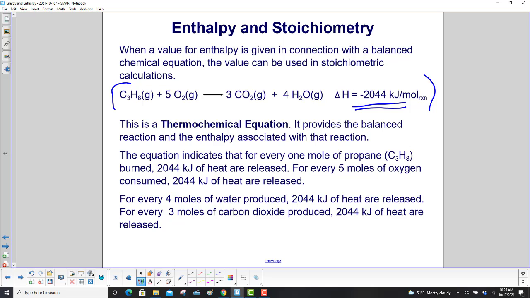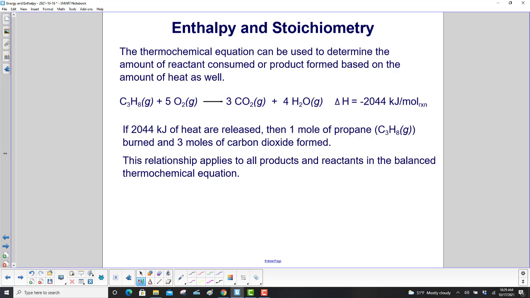The equation indicates that for every 1 mole of propane over here, for every 1 mole that is burned, 2,044 kilojoules of heat are released. For every 5 moles of oxygen, right there, consumed, same thing, 2,044 kilojoules of heat are produced. For every 4 moles of water produced, 2,044 kilojoules of heat are released. For every 3 moles of carbon dioxide produced, 2,044 kilojoules of heat are released.